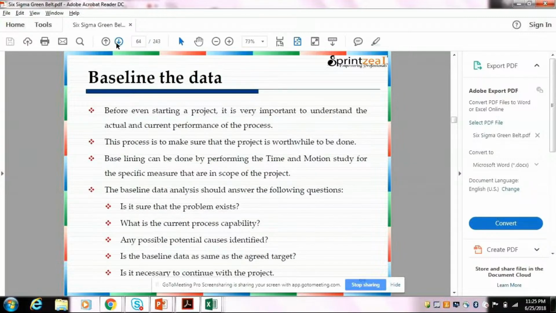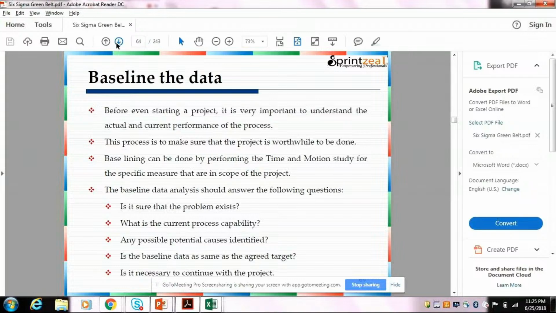Right, and then you would do baselining of the data. You would baseline the current performance of the process that you're trying to improve. And again, baselining you can do only when you have the data available, which you can collect by doing time and motion, check sheet, or data collection plan, giving it to everyone.